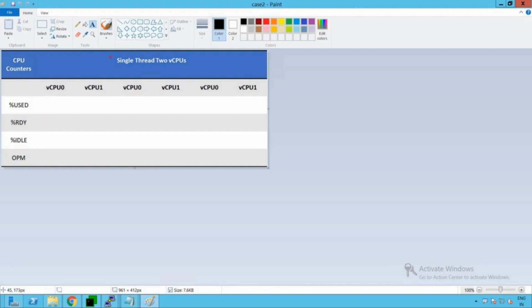You might have noticed that in scenario number two, we are talking about a single-threaded program on a two vCPU virtual machine. That's the reason that for every reading we would be taking vCPU 0 and vCPU 1 metrics or counters. So these are the three readings we would be taking for these CPU counters, to average out and conclude our analysis on CPU performance when we execute a single-threaded program on a dual vCPU virtual machine.